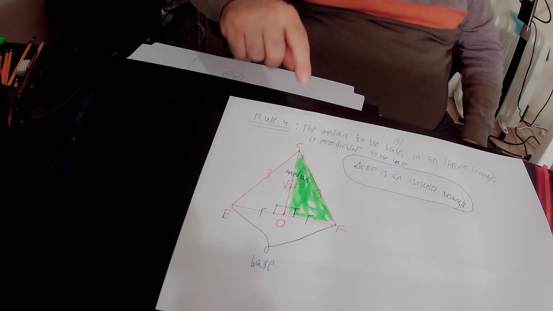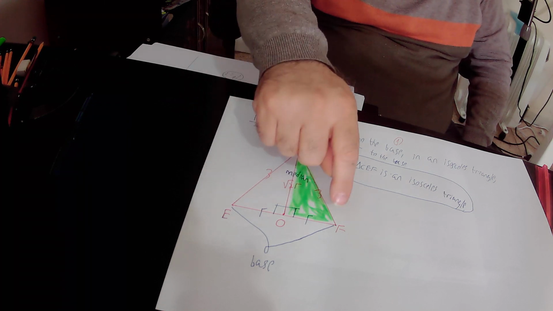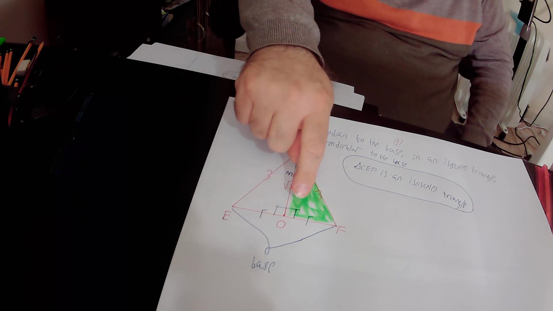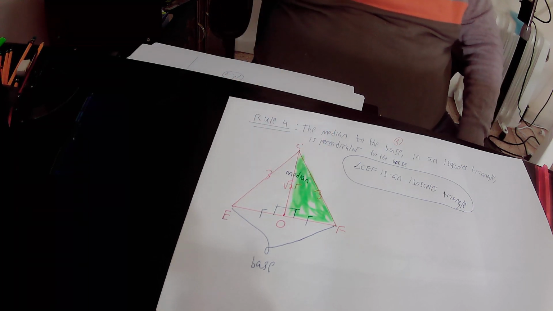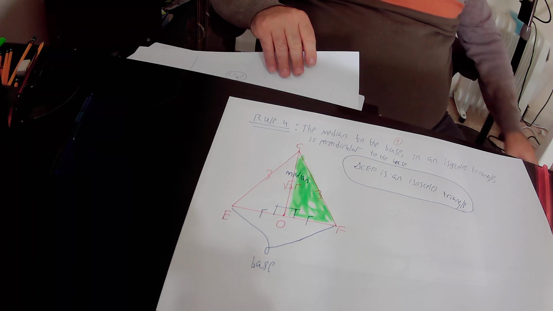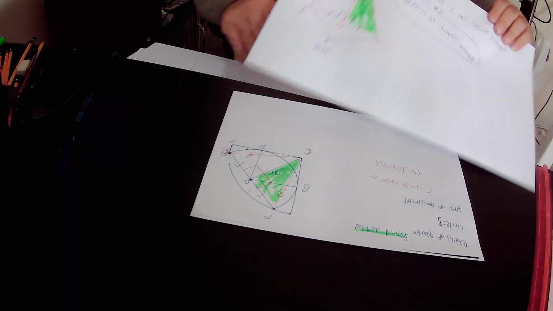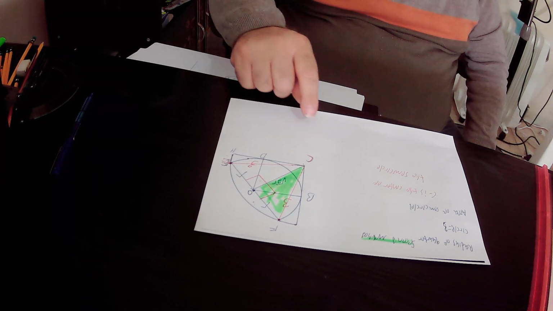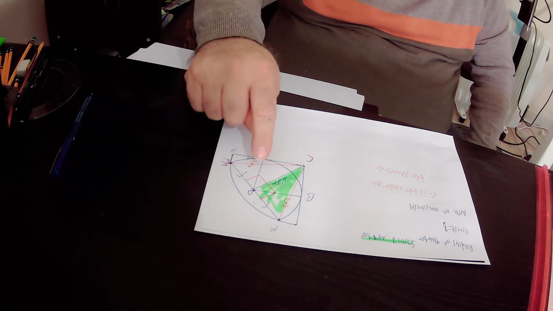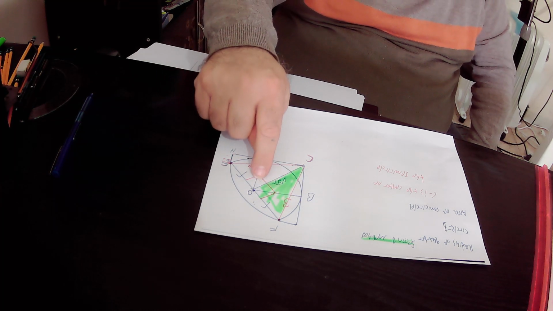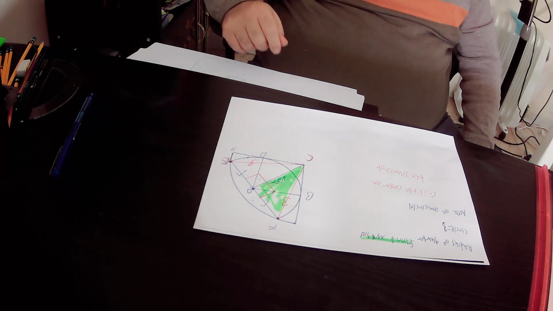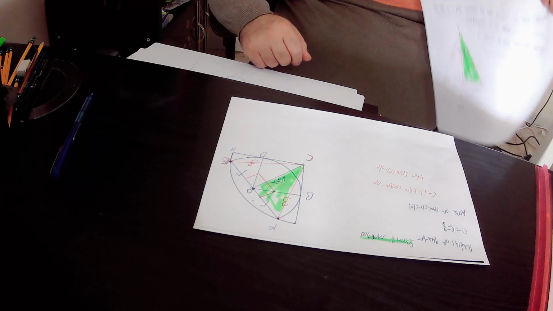Because the median CO to the base EF is perpendicular to the base, this angle equals 90 degrees and this angle will also equal 90 degrees according to rule number 4. So we can write here that according to rule number 4, the median CO to the base EF is perpendicular to the base EF. That is to say, this angle equals 90 degrees and this angle will also equal 90 degrees.